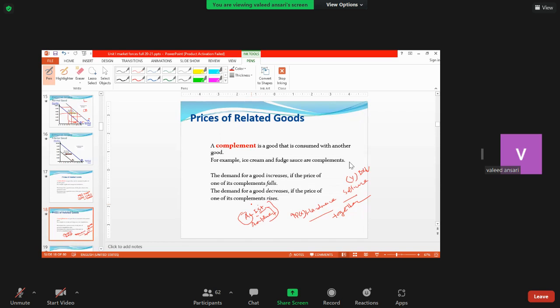Alone, it will not suffice. Alone, it will not work. Or those products which can lead to substitution. One can replace if the price of the product has gone up. So this is how the price and quantity demanded are affected in case of these two products.